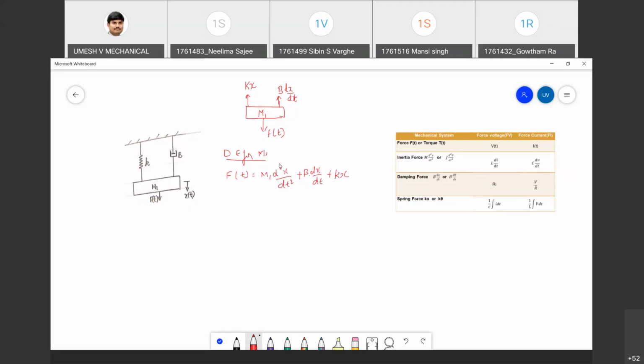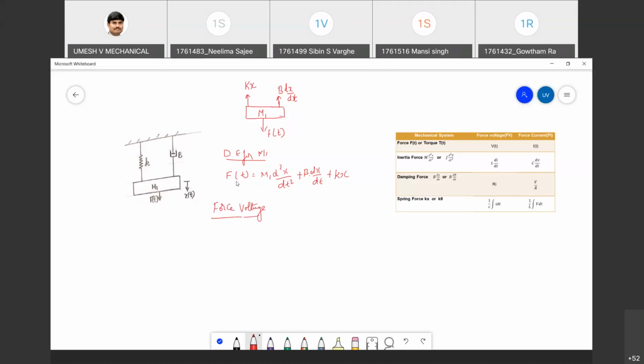Now, what is our aim? We have no need to find the transfer function here. We have to draw the force-voltage and force-current circuits. Is it right? Let us first draw the force-voltage circuit.